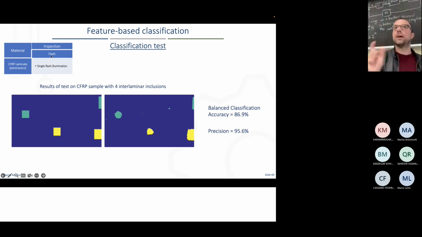Here we can use flash because, as I told you before, this laminate was very thin. So I don't need longer excitations to go below 7 millimeters. Just with the flash, I can inspect all the material and also classify the results. So this is the ground truth on the left, and these are the results of the processing on the right.